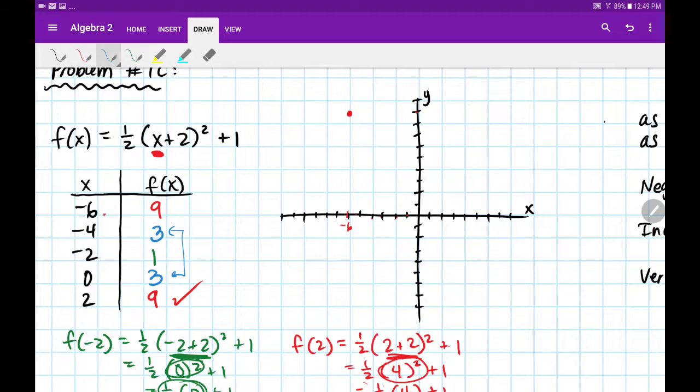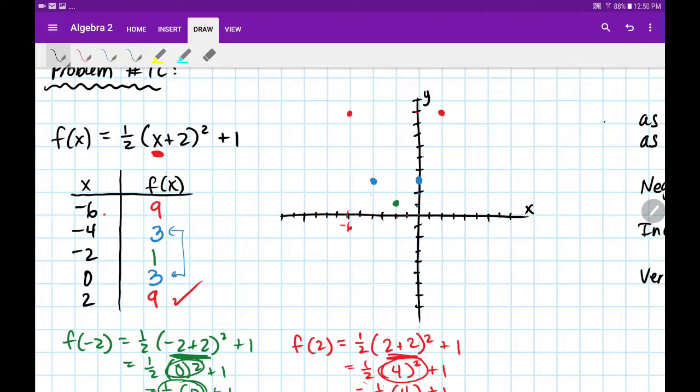Next, -4, comma 3. So go -4 on the x-axis and up 3 on the y. -2, comma 1 should look like that. 0, comma 3, so don't go to the left, go to the right. 0, comma 3 is just straight up. And then finally, 2, comma 9. And we've got another point.